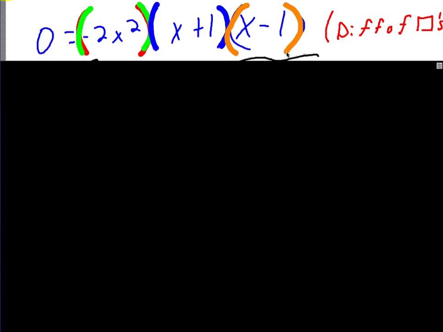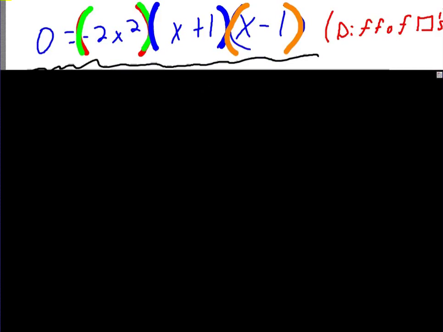So the next step. Actually, before I go to the next step, let me quiz you guys on something to explain this step. What would happen here if x was equal to 0?